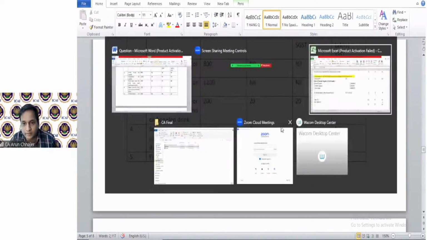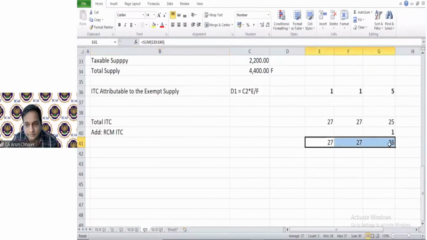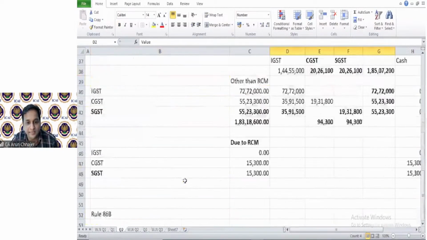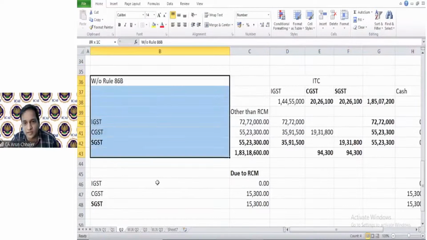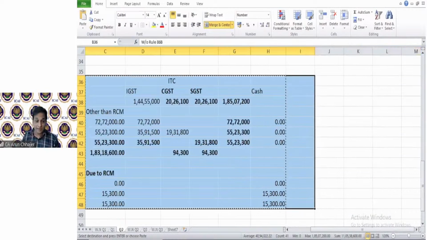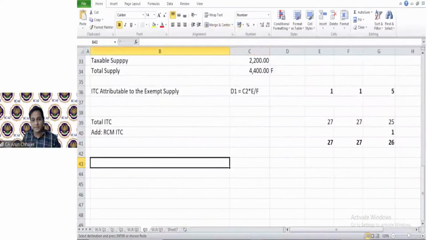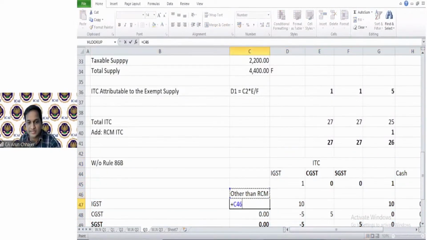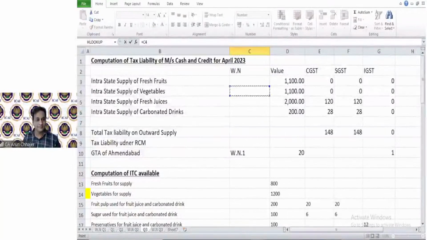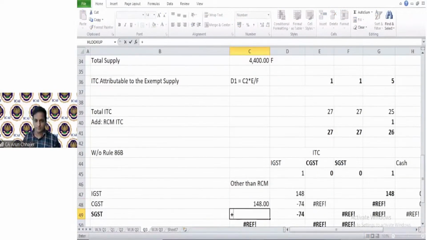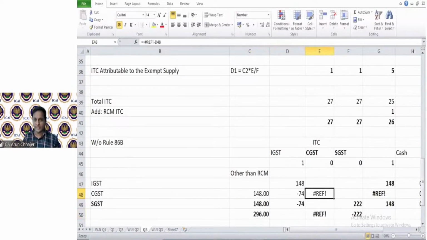So now what happened? So this is the total ITC. Again, I can say same concept which I applied in the last. I normally prefer this way to compute the tax liability. It is a very effective way. I feel so. What is the tax liability? 148. Sorry. 148.